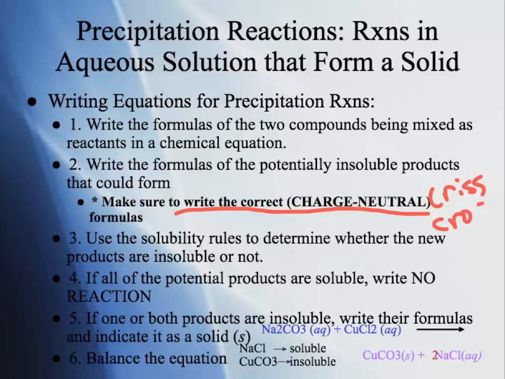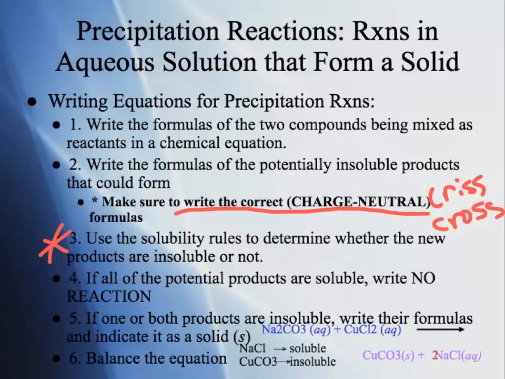Remember, crisscross those charges to make sure that whatever chemical formula you end with is going to be a neutral substance. Okay, then you're not done there. Like in regular chemistry, we would just rearrange the reactants to make new products, crisscross, and done. You guys at this level are not done.